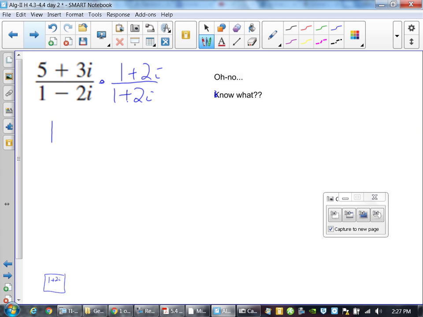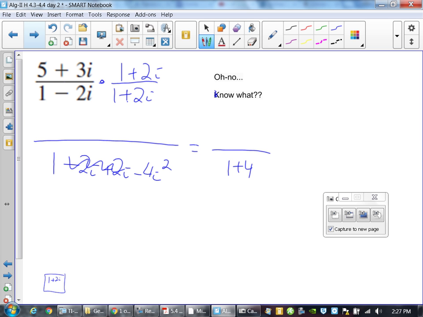You get 1 minus 2i plus 2i minus 4i squared. What happened to the middle terms? They're gone. Negative 4 times i squared is how much? 4. So your denominator becomes 1 plus 4, otherwise known as 5.